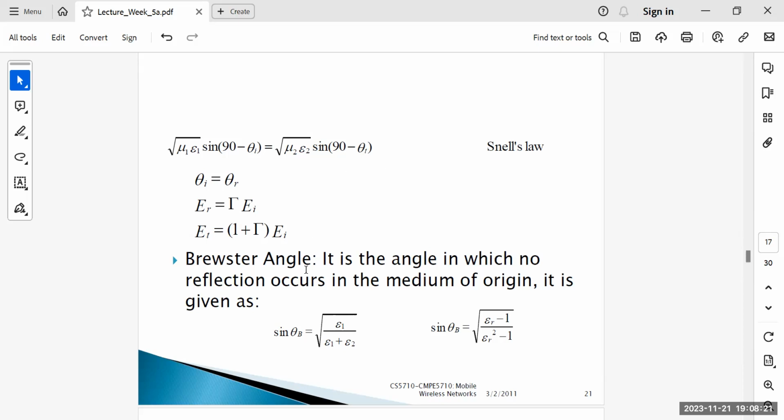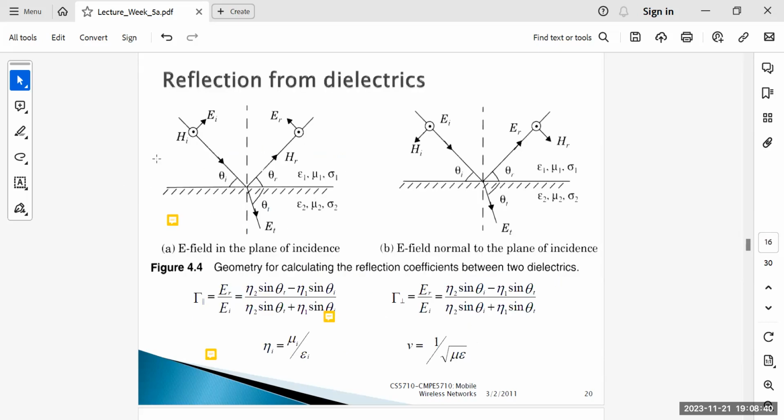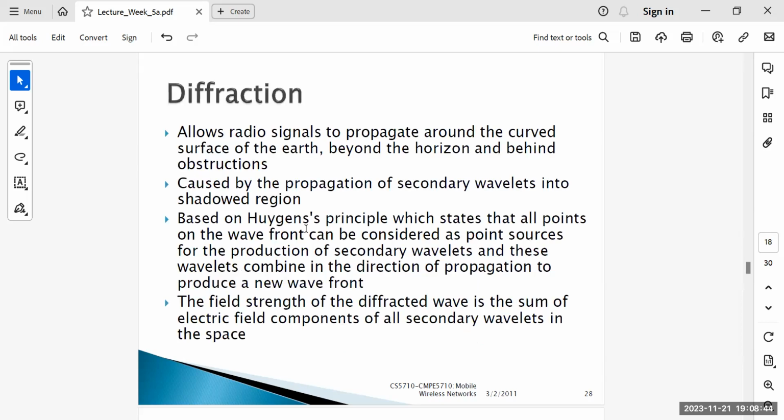Another important thing is the Brewster angle. It is the angle at which no reflection occurs into the medium of origin. It is given as this. So this is the relationship of that. This angle signifies that particular angle at which there is no reflection in the medium of origin. So everything just gets passed through to the next material. That is known as the Brewster angle.